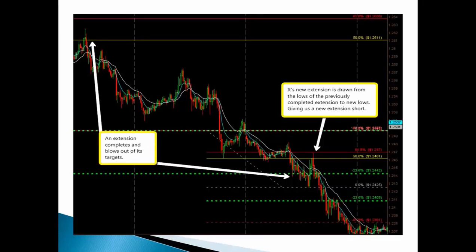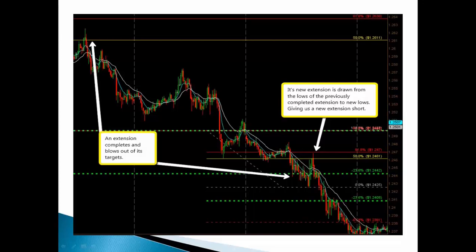In this particular example, we have an extension short that is already traded, and you can see it has sold off and run to its target. You can see how it has blown out of its target, the 24.42. The new extension is drawn from the lows of the previous completed extension to the new lows, and we wait for the market to run back up into its next measured move. An extension to extension is a limit order. Extensions to extensions are limit orders.